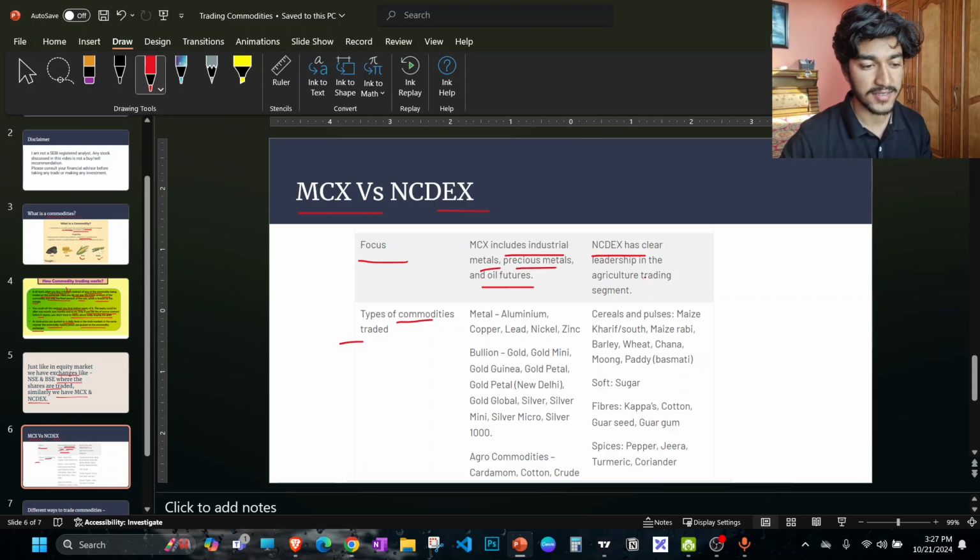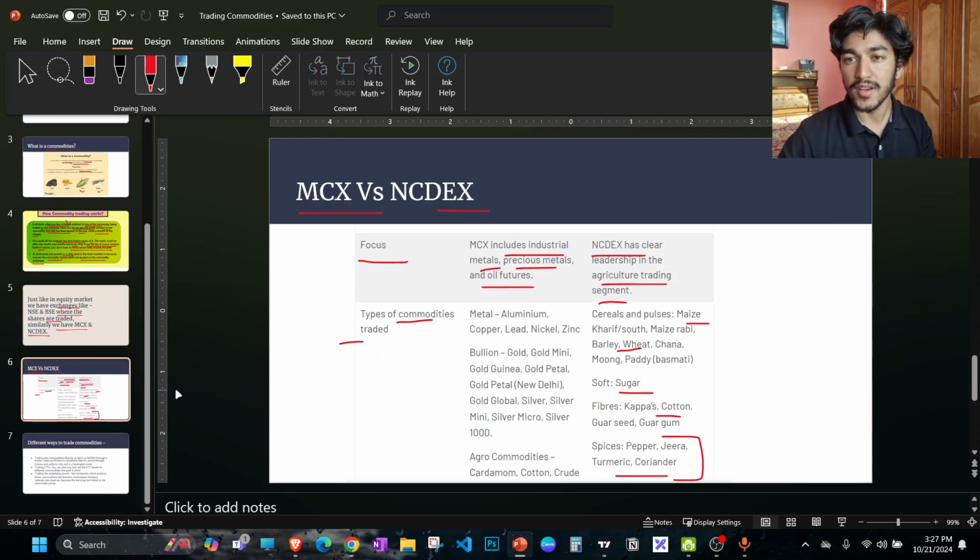And NCDEX has a clear leadership in the agriculture trading segment. If you want to trade something like cereals and pulses, maize, different crops, barley, wheat, chana, moong, and paddy, or soft commodities like sugar, or fibers like cotton and different seeds, or spices like pepper, jeera, coriander, turmeric, these can be done through the NCDEX.